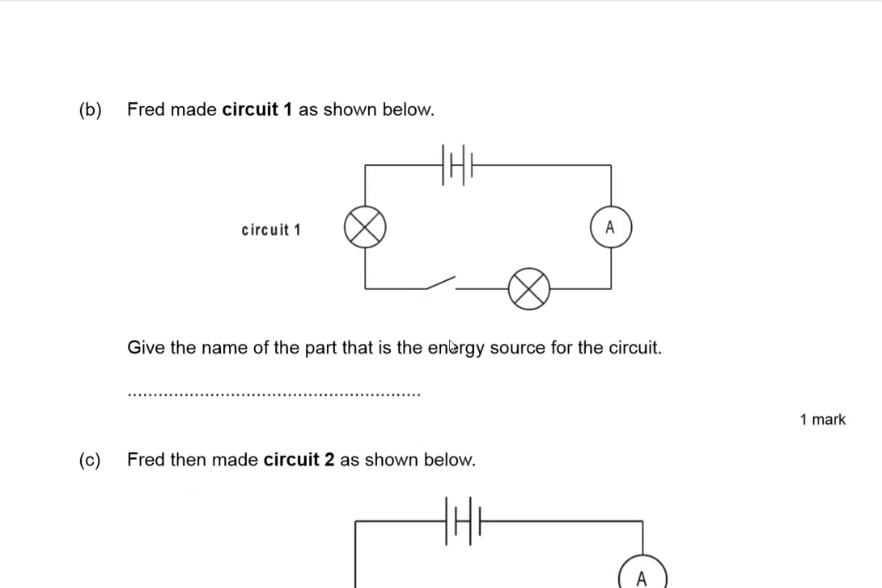Now, give the name of the part that is the energy source. Now look, there's 1 here, there's 2 here, so therefore this here is a battery. Now remember, if there's 1, it's a cell. If you have more than 1 connected together, therefore this is a battery.